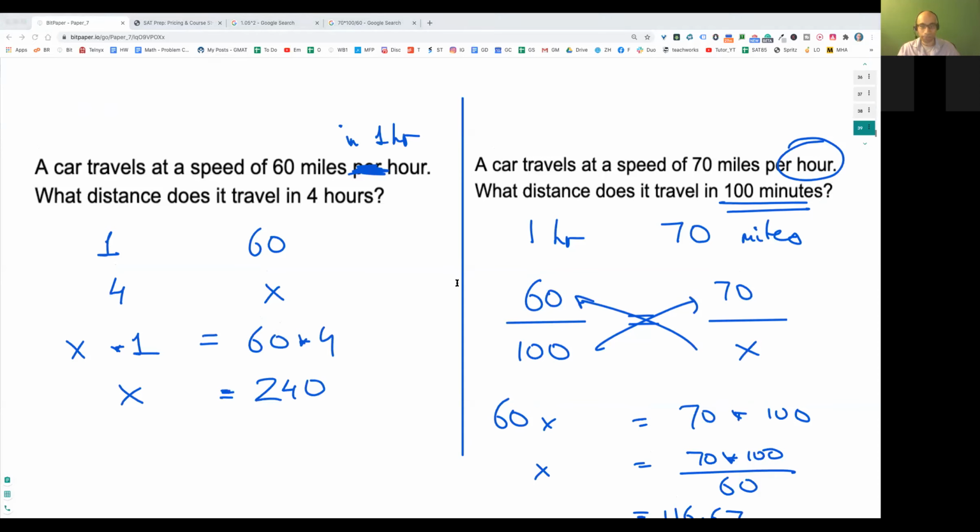Okay? Now, let's look at the next type of problem, okay? The next type of problem is very interesting. So in this problem, what's going to happen is, give me 1 second. I'm just going to bring this problem up on the whiteboard for you.